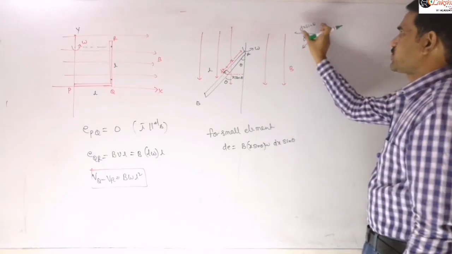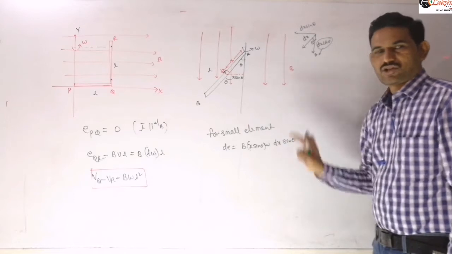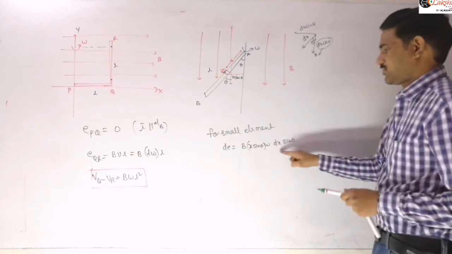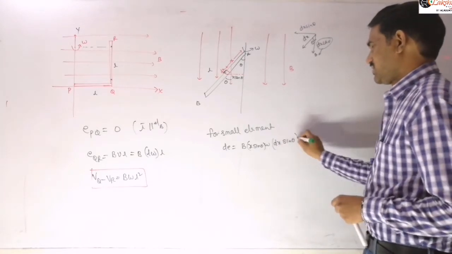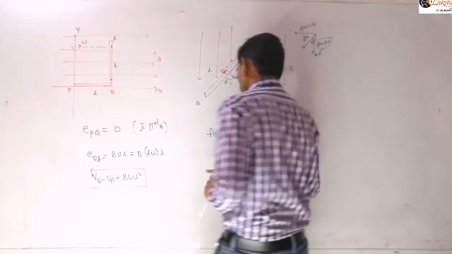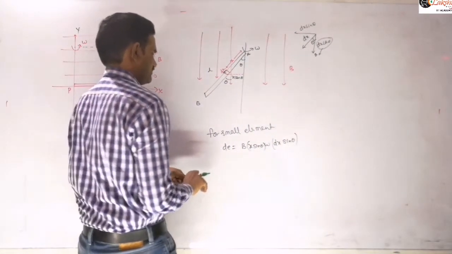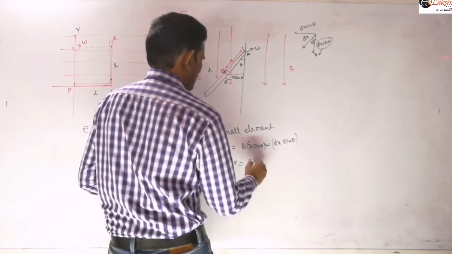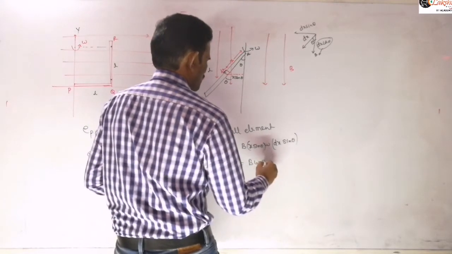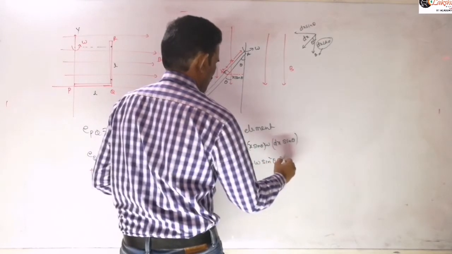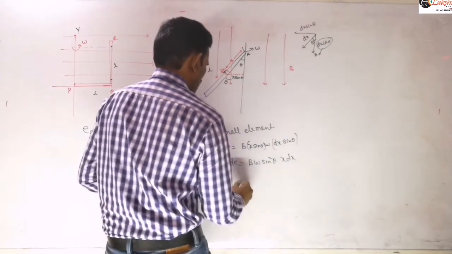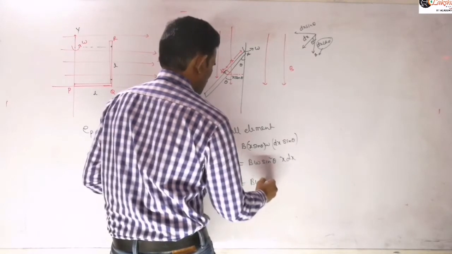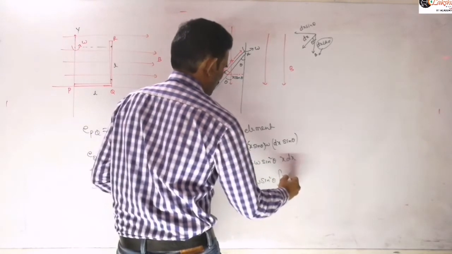So then we only need to consider the perpendicular distance, or the perpendicular component. That is what I am taking here: dx sin theta. Then you may integrate this equation. Now theta is a constant value, so finally you can write this as B omega into sine square theta, which is a constant, into integral of x dx.